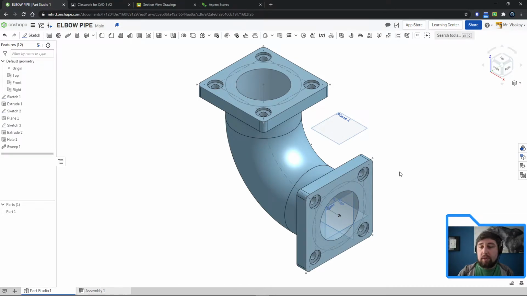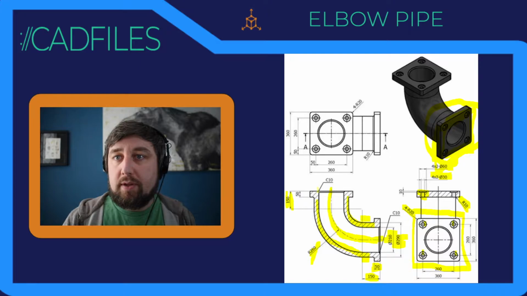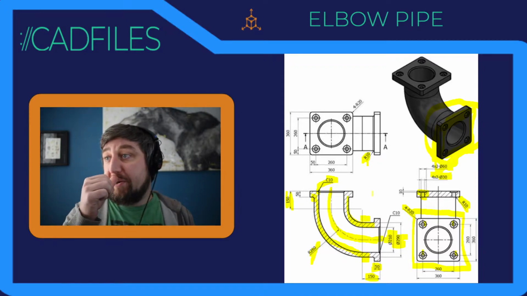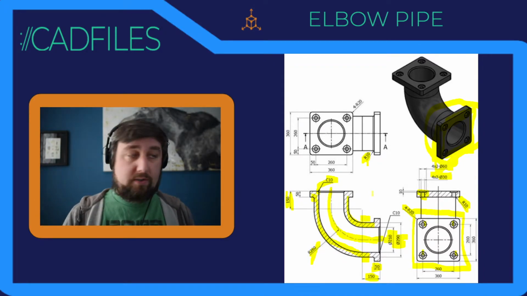Pretty much done. We got a couple things left, right? We need to chamfer the inside of the pipe, right? That's this here, this chamfer. And we need to fillet the inside underneath the flanges here, which looks like it's a radius of 10. And then we are done with the part, and we can put on a drawing sheet with the section views.